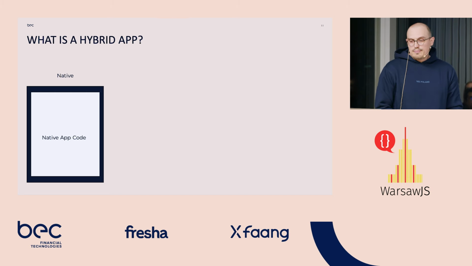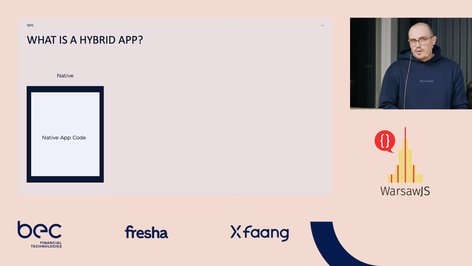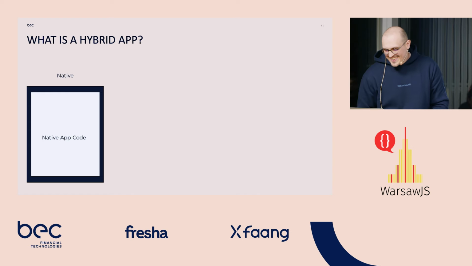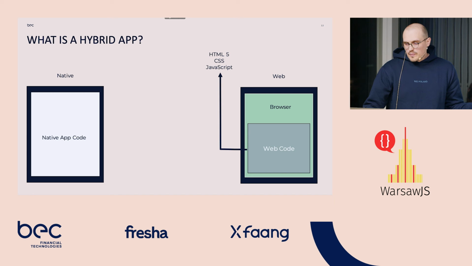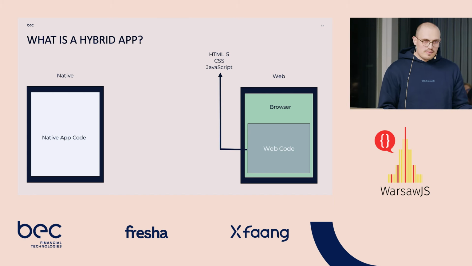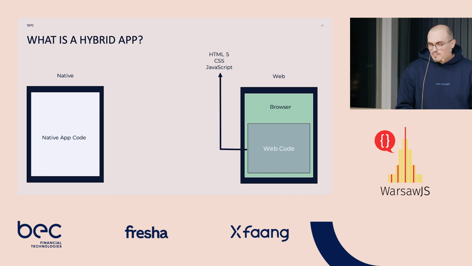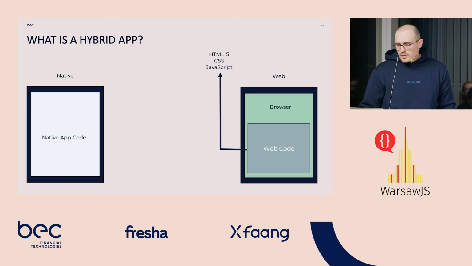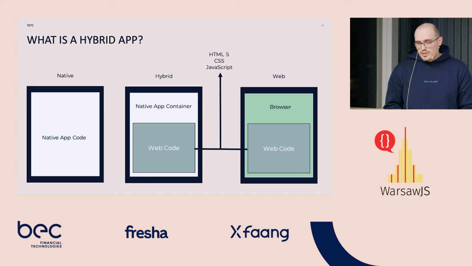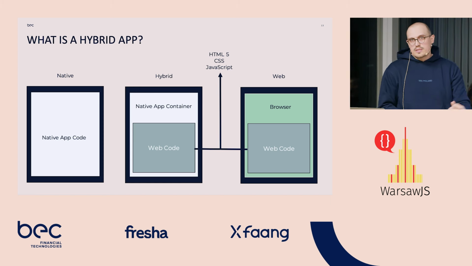What is a hybrid app? To understand what a hybrid app is, let's look firstly at the native application. A native application is an app which runs on native code. In case of Android, it is Java or Kotlin. And in case of iOS, it's Objective-C or Swift. If we look at the web app, we have HTML, CSS, JavaScript, as you all know, right? Usually it runs in a browser. So if we combine those two worlds, we have a hybrid application. It's web code that runs in a native container.